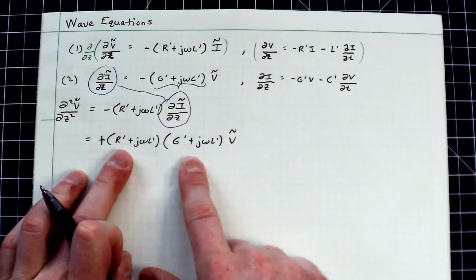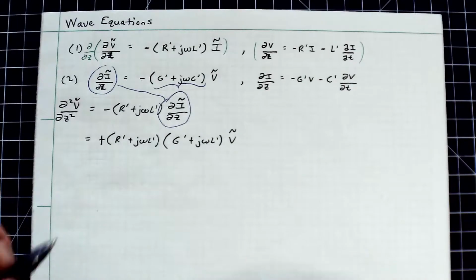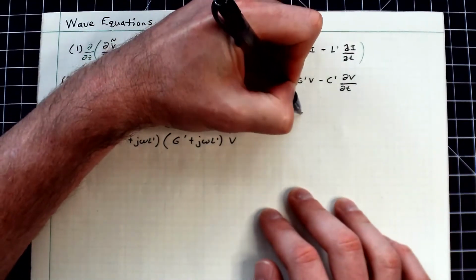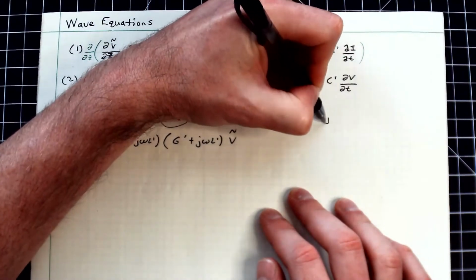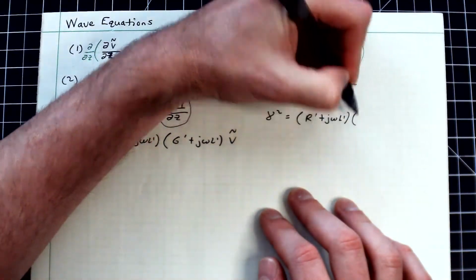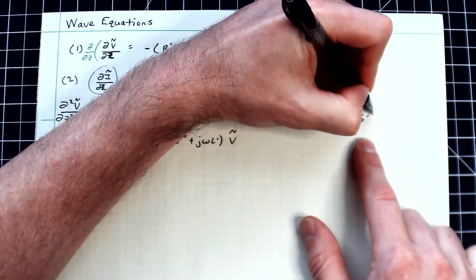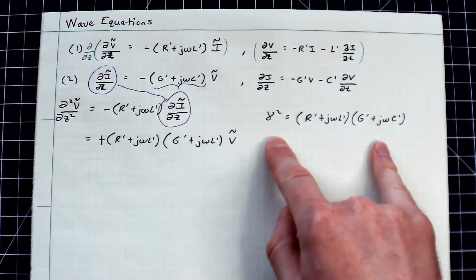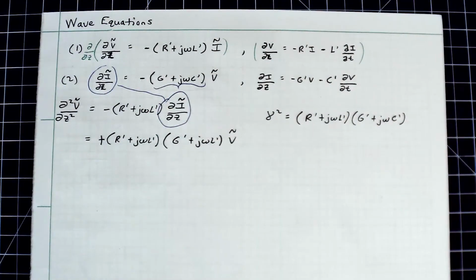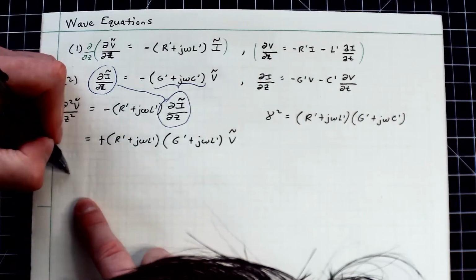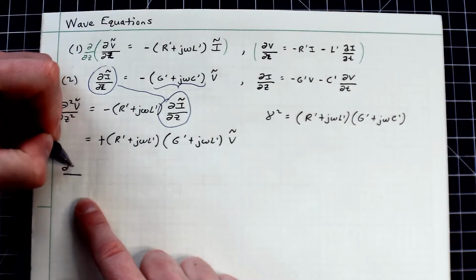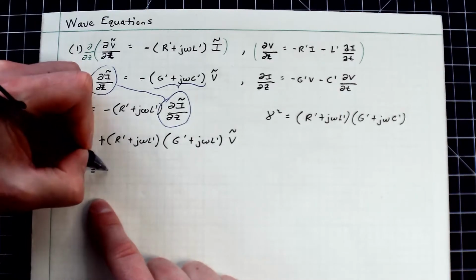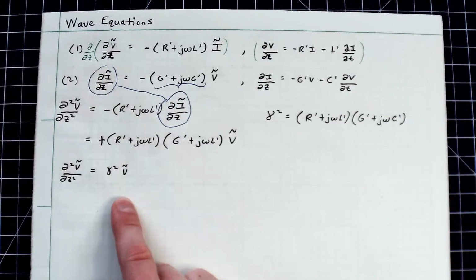Now this term here is big and ugly, so I'm going to compactify it a bit by defining a little coefficient over here. I'm going to say gamma squared is equal to (r prime plus j omega L prime) times (g prime plus j omega c prime). So this is called the propagation constant for our equation here. So we're going to substitute back in, and all I'm going to get is the following: partial squared v tilde with respect to z squared is equal to gamma squared v.